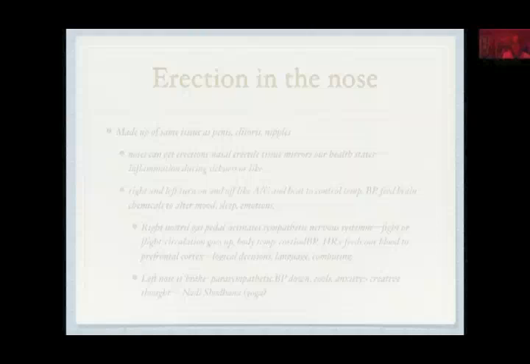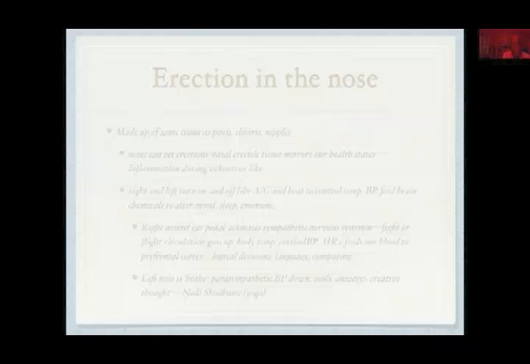Your right nostril is basically like your gas pedal, so it activates the sympathetic nervous system, which is your fight or flight nervous system. So your circulation goes up, your body temperature goes up, cortisol, blood pressure, heart rate. Okay, basically it feeds our blood away from the prefrontal cortex, where logical decision making, language, computing, all that stuff happens. It kind of gets shut down.